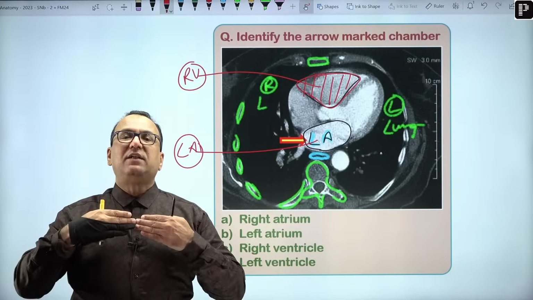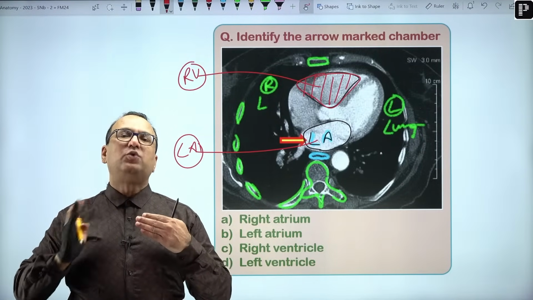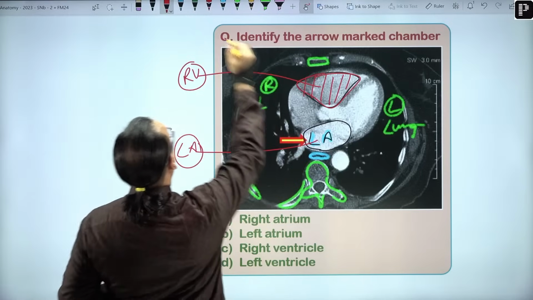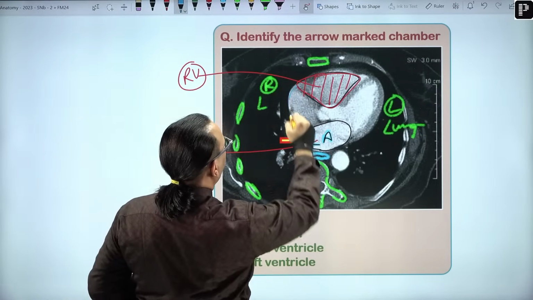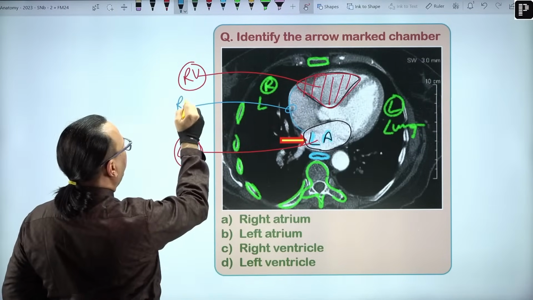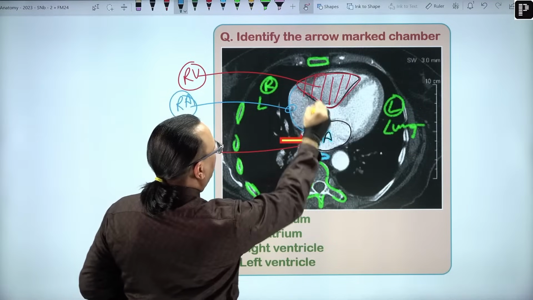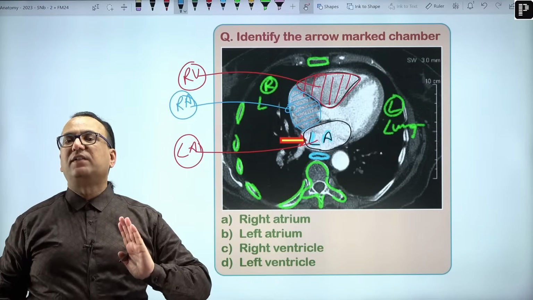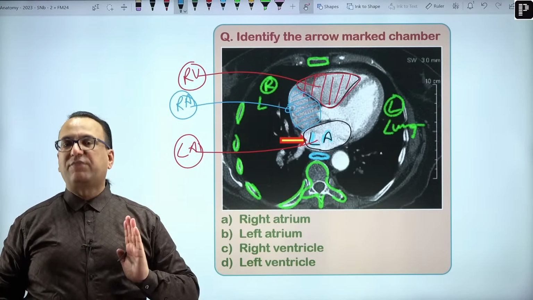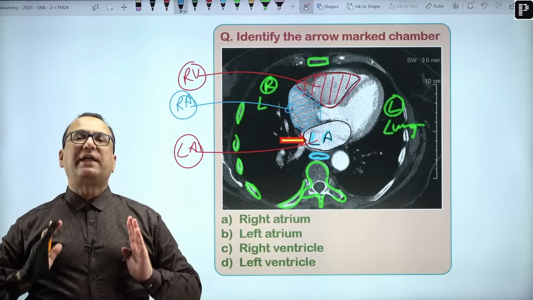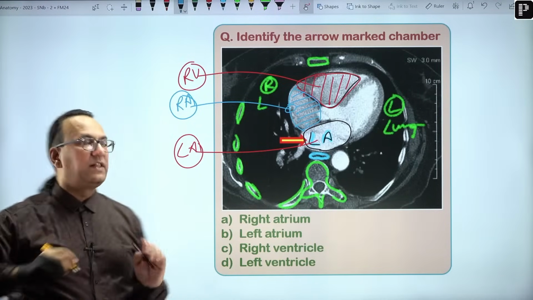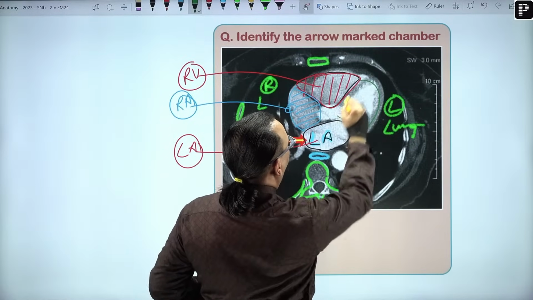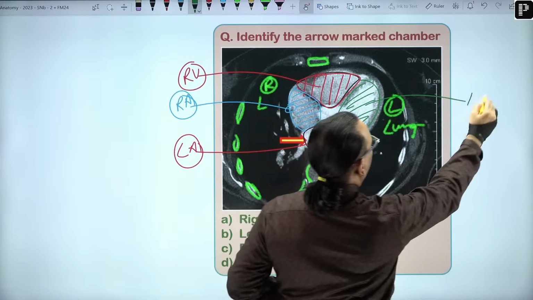You have to understand the right border of the heart. You have the right atrium, the right border of the heart. Let us change the color now. This right border of the heart is the right atrium. So this will be the right atrium, and the left border of the heart is the left ventricle. So left border of the heart, left ventricle, right border of the heart, right atrium. So where is the left ventricle then? As you search for the left ventricle, this will be the left ventricle. So this is the left ventricle.